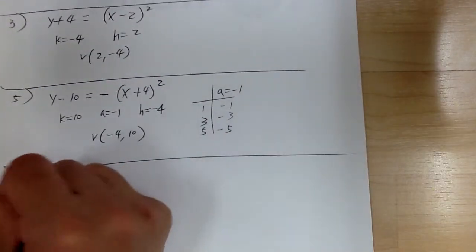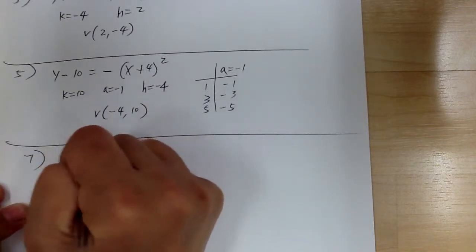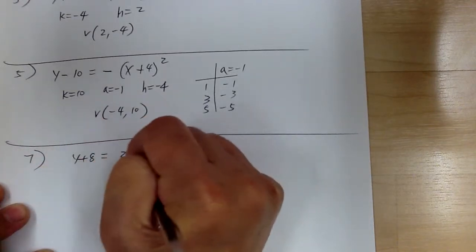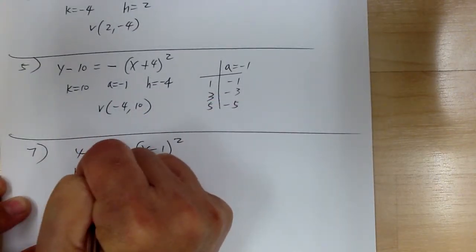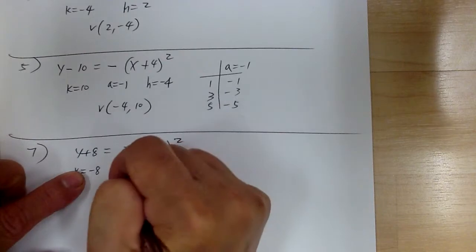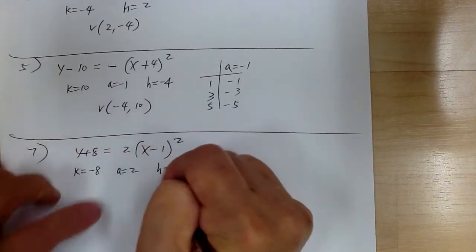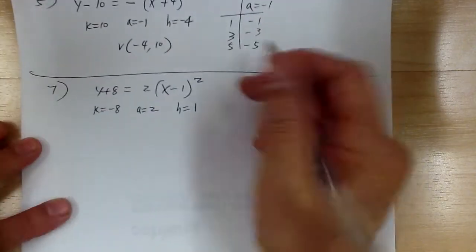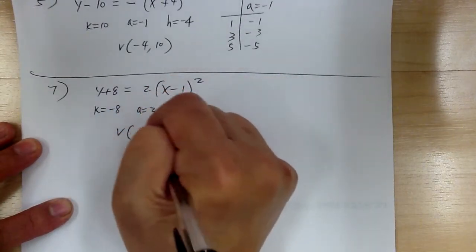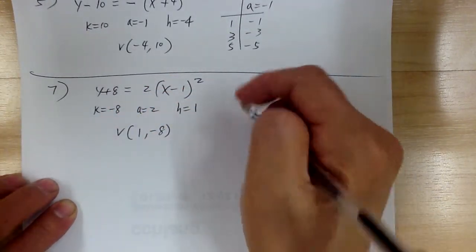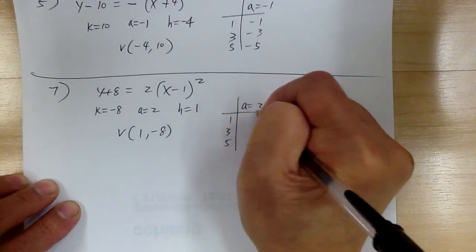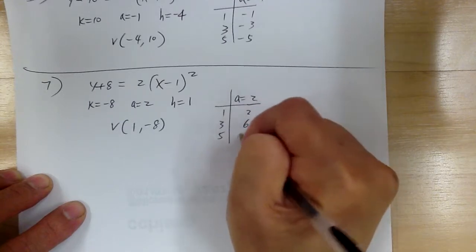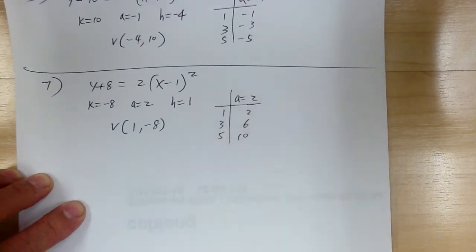Okay, let's go to number 7. y plus 8 equal to 2 times (x minus 1) squared. So k equal to negative 8 from here, right? k equal to negative 8, a equal to 2, and h equal to 1. So the vertex is going to be at (1, negative 8). And then your table, you got 1, 3, 5, and a equal to 2, so it'd be 2, 6, and 10. So those are your increments.